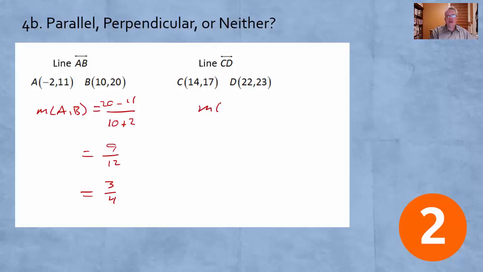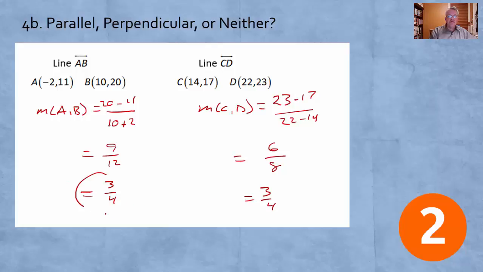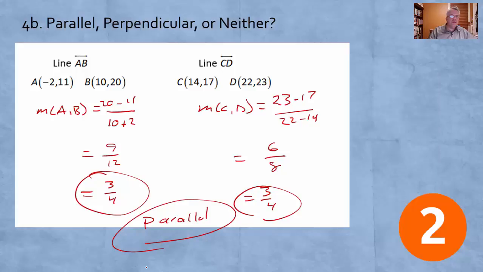Okay, on this side, slope between C and D would be 23 minus 17 over 22 minus 14, which is 6 over 8, which is 3/4. We have a match. The slopes are equal. So these 2 lines are parallel. Okay, so we can just tell by the slopes.